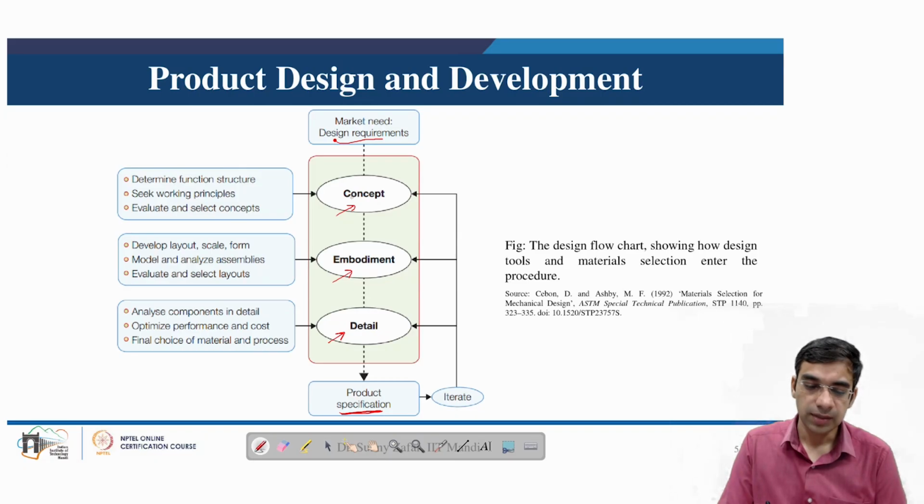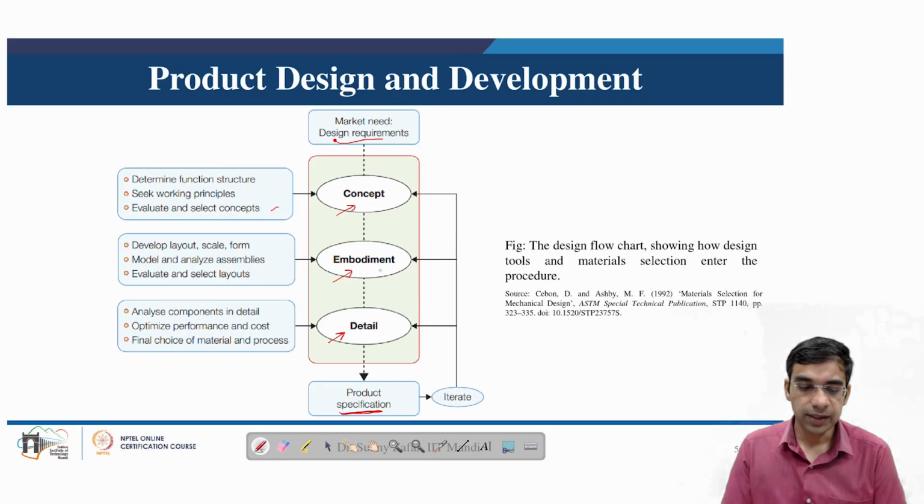So in the stage of concept, we determine the functional structure of the component or the product. Because any product is not a product by itself, rather it is a combination of several sub-products or subcomponents which are assembled together to function properly. We may also seek working principles on which the subcomponents are working and evaluate and select the appropriate concepts which go into the final product design.